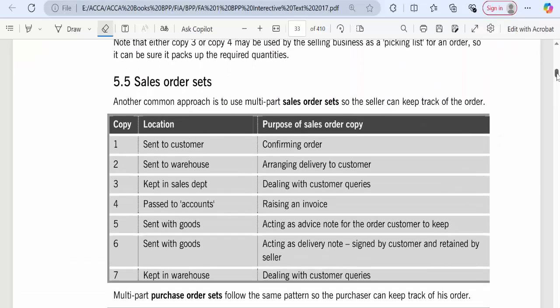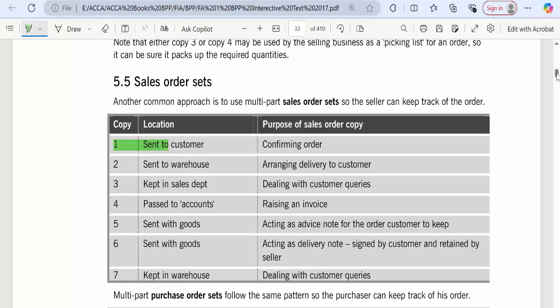Sales order sets. Sales orders often come with multiple copies, called sales order sets. This helps the seller track the order at each stage, from confirming the order with the customer to making sure the warehouse prepares and delivers the goods. Let's go through each copy and its purpose. Sales order copy, locations and purposes.